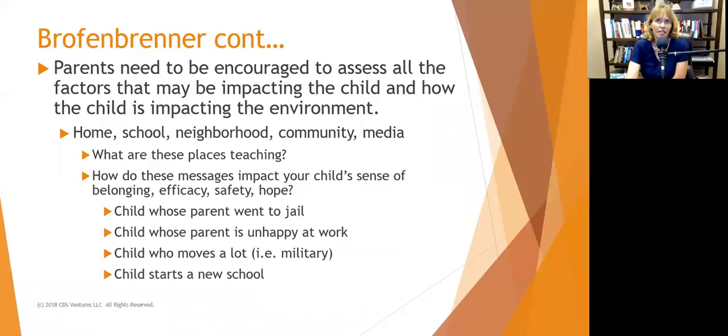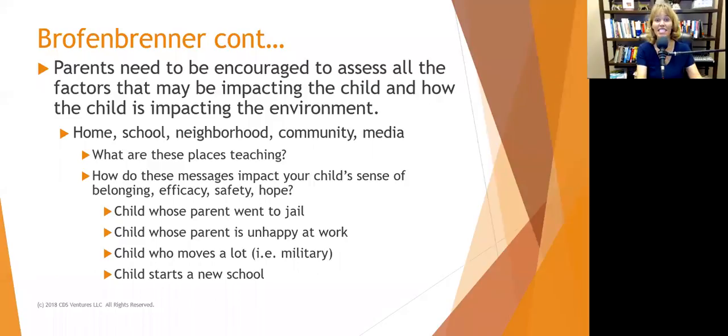So what do we do with all this? We want to help parents assess all of the factors that may be impacting the child and how the child is impacting the environment. So if you have a parent bring their young child in and say, he's been doing fine in daycare until 3 months ago, and all of a sudden he's started biting and back talking and being oppositional, you want to start asking what changes happened, and not just focusing on the child, because you're missing so much of the picture.